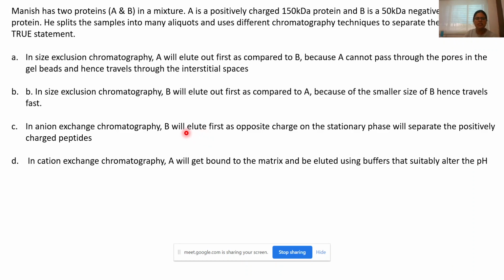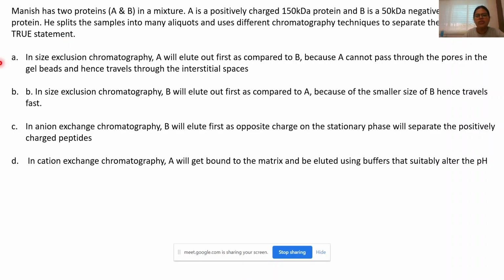So, coming to another question. Here Manish has two proteins, A and B, in a mixture. A is a positively charged 150 kilodalton protein, and B is a 50 kilodalton negatively charged protein. He splits the sample into many aliquots and uses different chromatography techniques to separate the two. Pick the true statement. So here, Manish has two proteins A and B, and he is interested in separating these two proteins because he has a mixture of A and B protein.